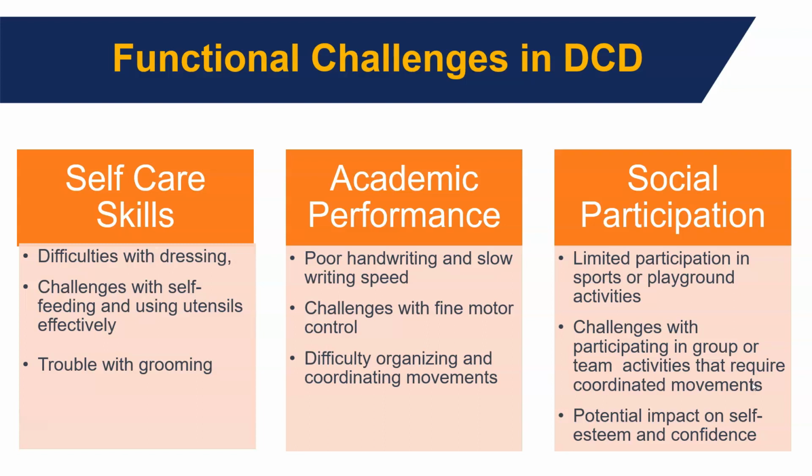Academic performance. They may exhibit poor handwriting and slow writing speeds, affecting their note-taking and completing assignments. They may have challenges with fine motor control, things like drawing, coloring, and cutting. And they may have difficulty organizing and coordinating movements, such as using a mouse or a keyboard.